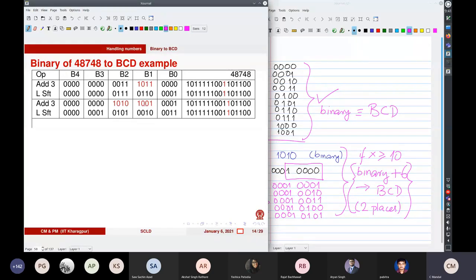So this is after you have added 3 and shifted it in. Now you find that you'll have to introduce a correction here, because this is greater than or equal to 5. The others will not need any correction right now. Are you doing it? Why don't you do the next step?